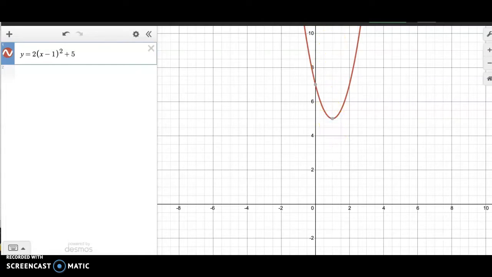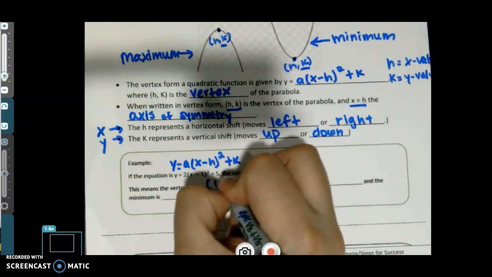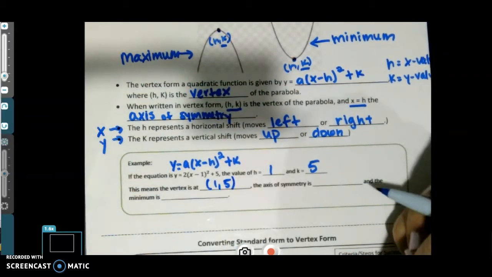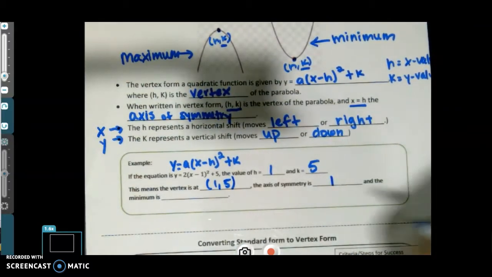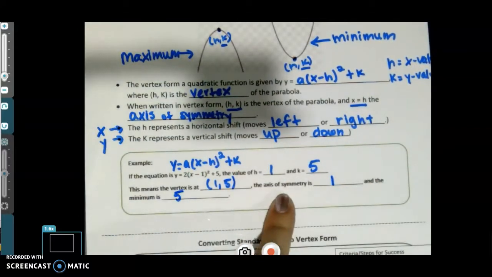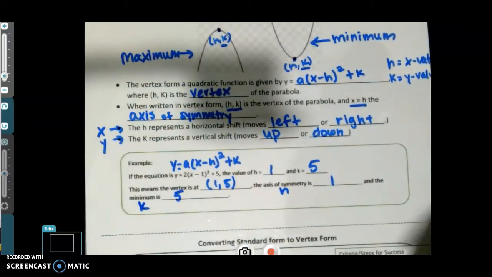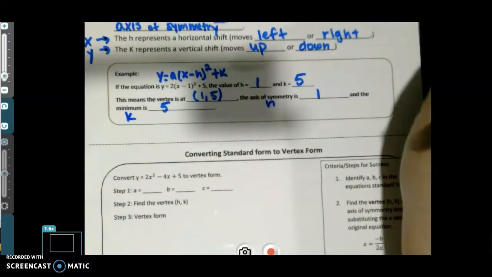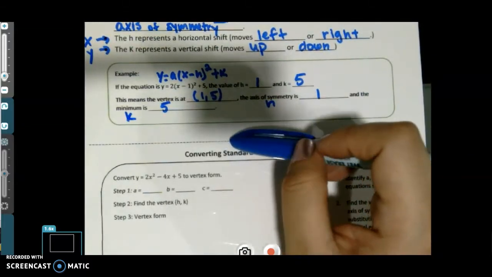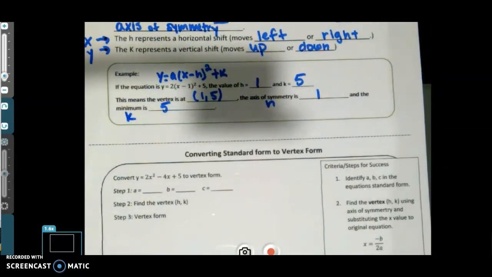So now let's go ahead and hop back on. So this means the vertex is at point (1, 5). The axis of symmetry is 1. And the minimum value is 5. So remember, this is my h value, and this is my k value. Okay? Now, let's go ahead and move on to converting standard form to vertex form. Okay?